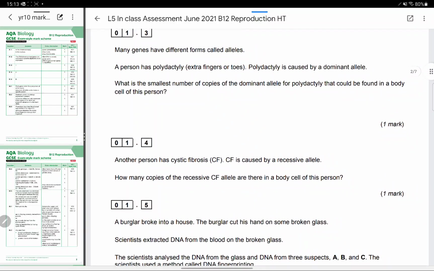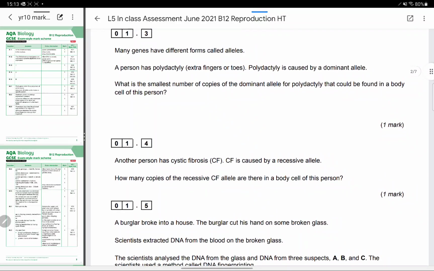Okay. So when a cell divides by mitosis, that's the next question. Many genes have different forms called alleles. A person has polydactyly, extra fingers or toes. Polydactyly is caused by a dominant allele. What is the smallest number of copies of the dominant allele for polydactyly that could be found in a body cell of a person? Okay, so this is about knowing about dominant and recessive.